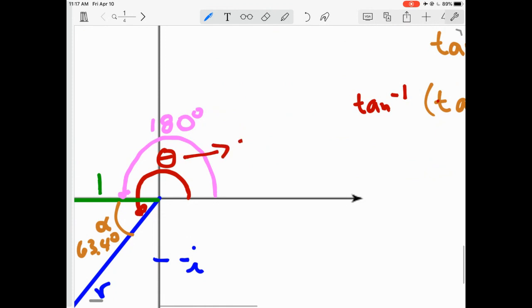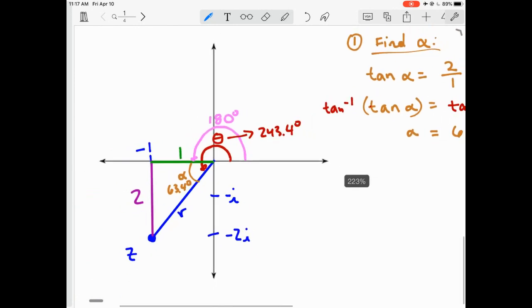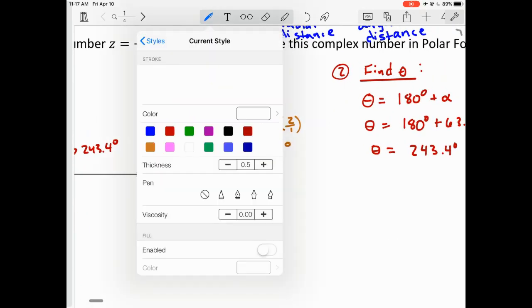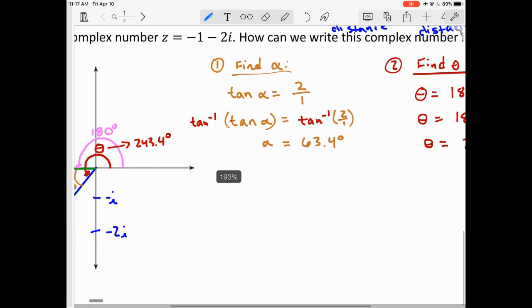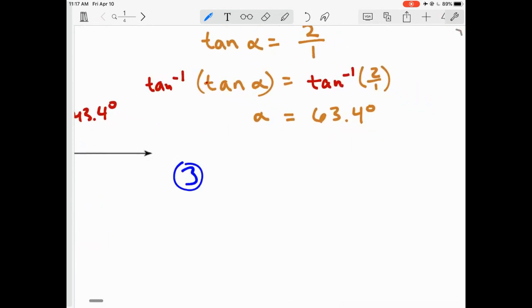Put this on the graph, 243.4 degrees. That makes sense. It's more than 180. It's in quadrant 3. So we've now found theta. The other thing we need to know is, what is r? So our third step here will be to find r.